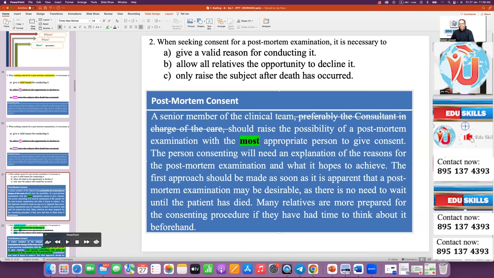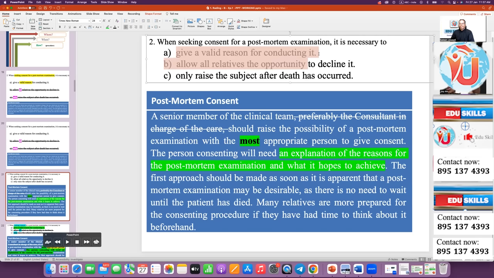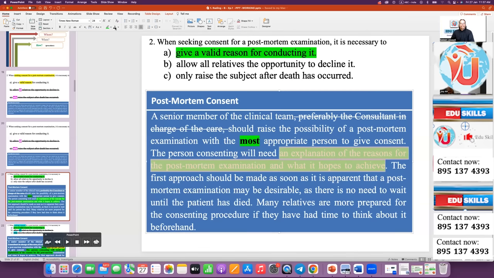The person consenting will need an explanation of the reasons for the postmortem examination, and what they want to achieve. What does it mean? Valid reason. So first option, valid reason. So that is a clear paraphrasing of the first option. Did you get it? Yes, Father.